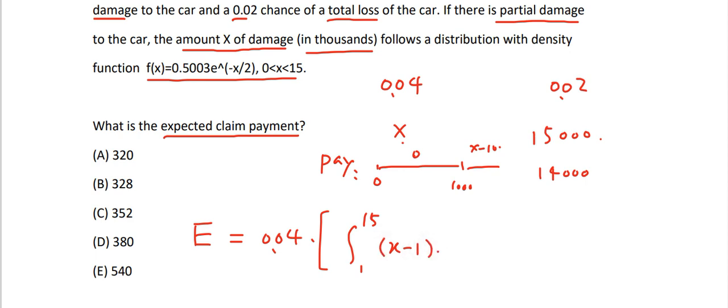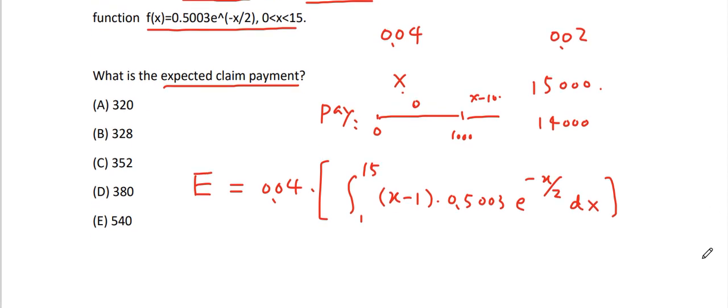So the density function has this coefficient, negative x over 2, dx. This is for partial damage. Then for total damage, the payment is easy. The payment is this.